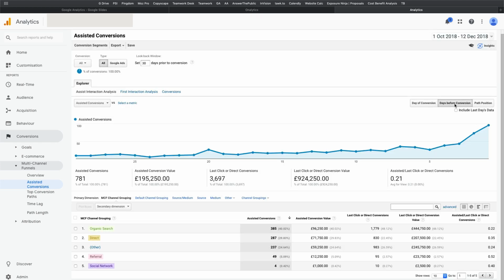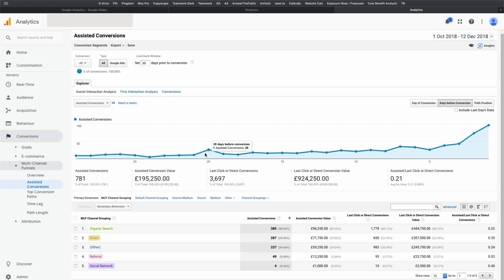You can also see a bit of data on assisted conversions. This is conversions that have come through more than one traffic channel, so it's repeat visitors that have come to the site. And you can see how many days before conversion their first interaction, or their interaction with each of these different channels, was. By far the most common is people who have been on the site twice using different channels on the day that they convert. That's 1 day before conversion, and then you go up 2 days before conversion and so on.